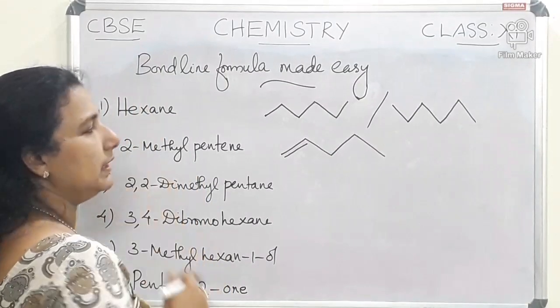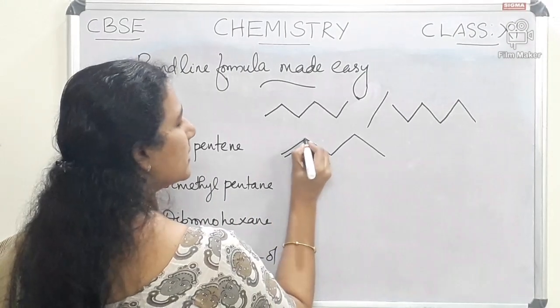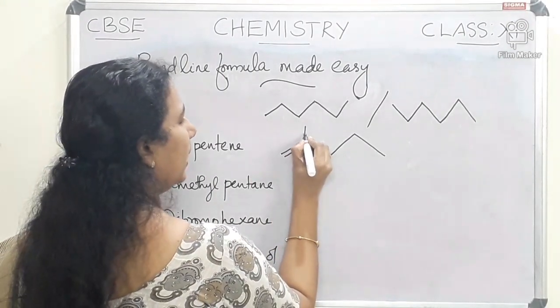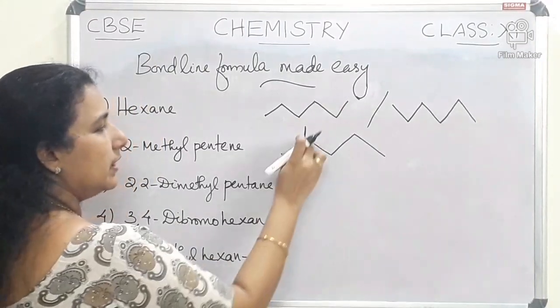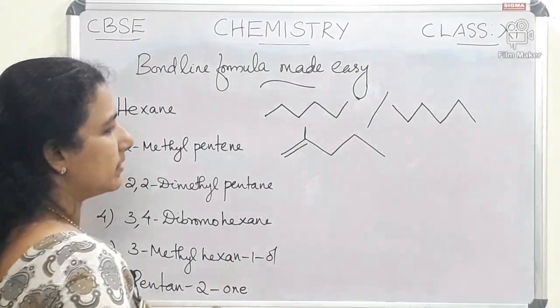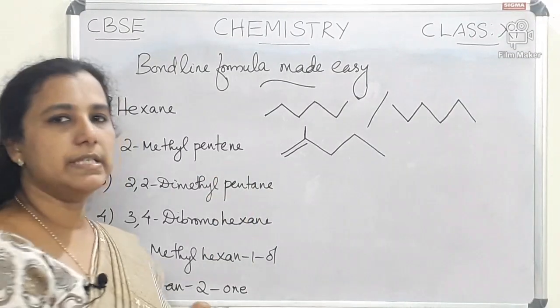Then it is 2-methyl. 2-methyl means a methyl group at the second position. So this is the second position, and we have to draw a line here. And we should not write CH3 here. This line represents CH3 itself. So this is the Bondline formula of 2-methyl pentene.